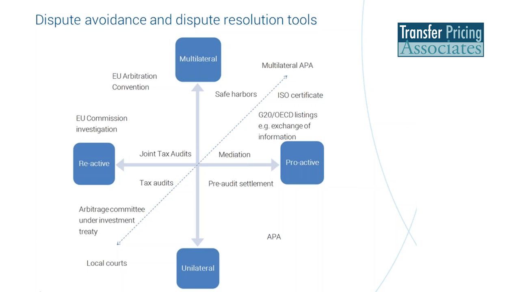If a dispute has not been resolved on any of the other three options, there are still some options available to the taxpayer to seek multilateral resolution of disputes. And these include arbitration under the bilateral tax treaties or the EU convention if applicable, or any other form of mutual agreement procedure which is available in the country of the taxpayer.